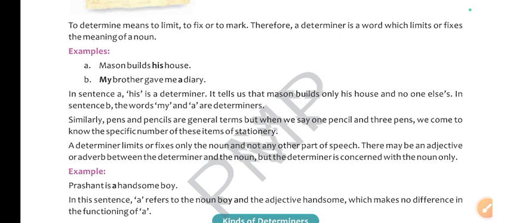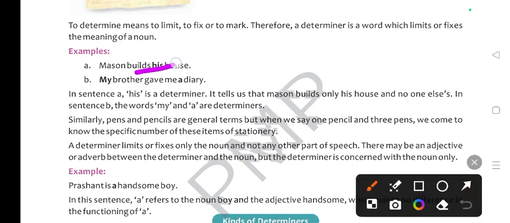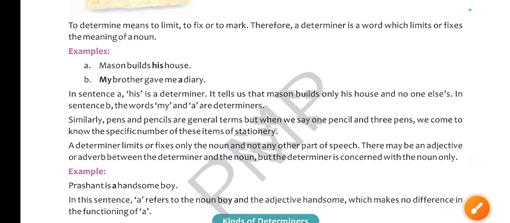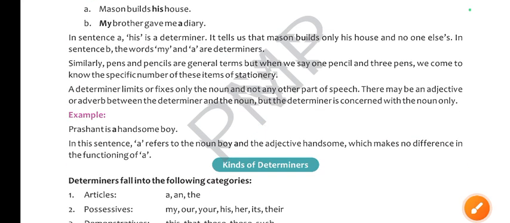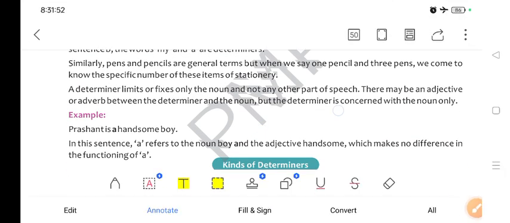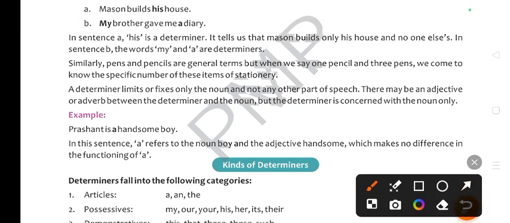For example, Mason builds his house. So here, what is "his"? His is a determiner. My brother gave me a diary, so "a" is a determiner and "my" is also a determiner. In the first sentence, "his" is a determiner. It tells that Mason builds his house and no one else. In sentence B, the words "my" and "a" are determiners.